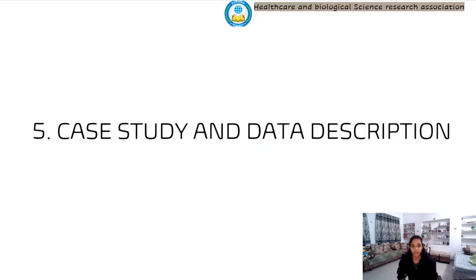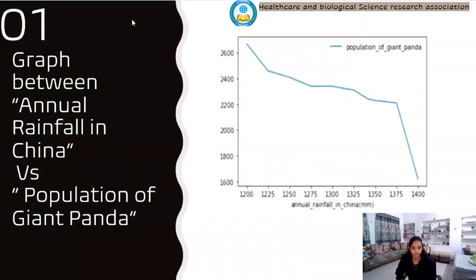Fifth one is case study and data description. Data for this study consists of several parameters like population of Zein panda, bamboo population, annual rainfall in China, carbon stock in bamboo stems, and deforestation and human influence. So in the first figure we have the graph between annual rainfall in China versus population of Zein panda. Here we have the population of Zein panda data on the y-axis and the annual rainfall data on the x-axis.